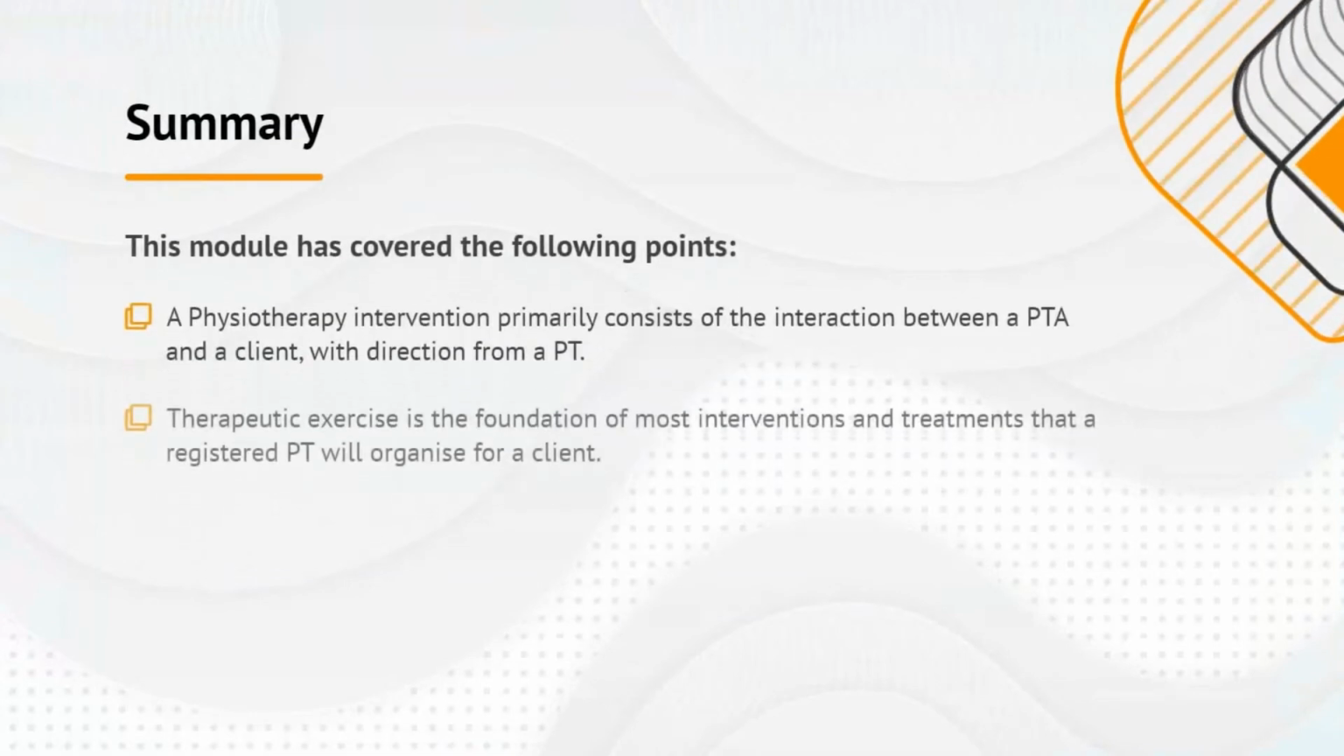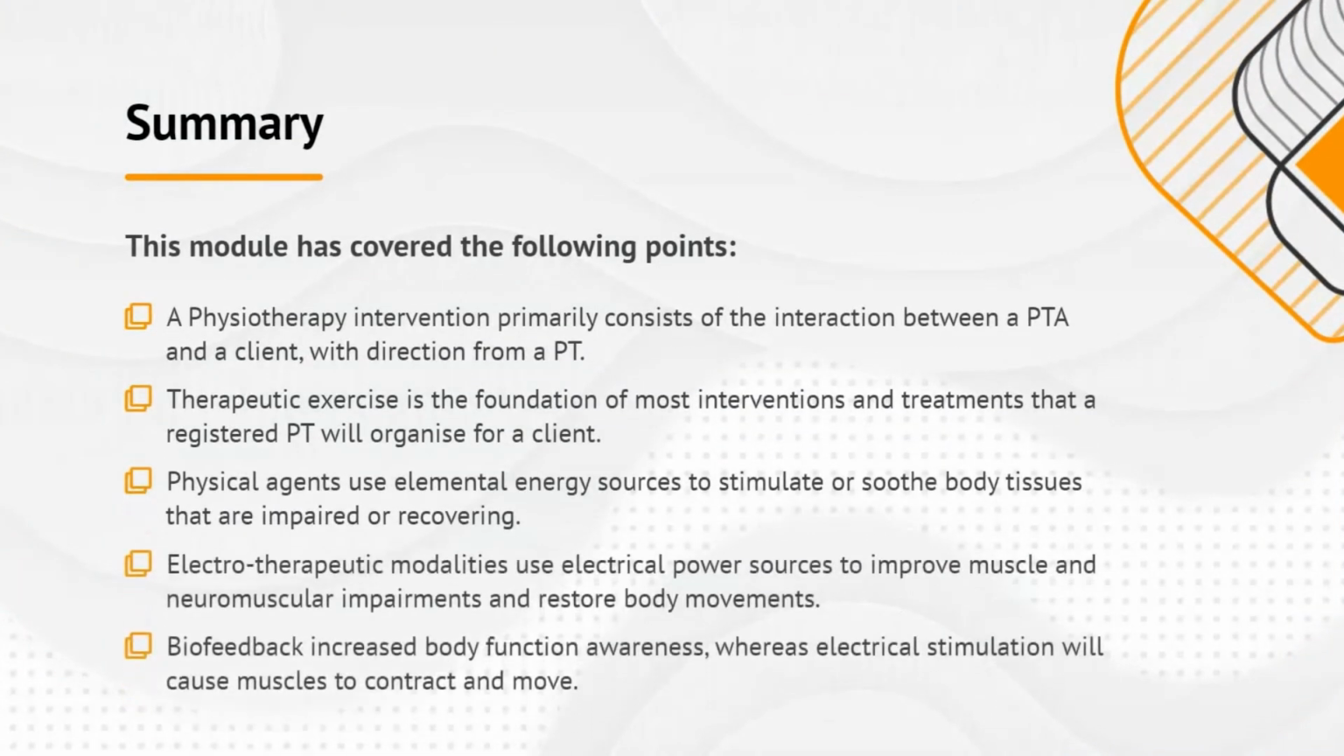Summary. This module has covered the following points. A physiotherapy intervention primarily consists of the interaction between a PTA and a client, with direction from a PT. Therapeutic exercise is the foundation of most interventions and treatments that a registered PT will organize for a client. Physical agents use elemental energy sources to stimulate or soothe body tissues that are impaired or recovering. Electro-therapeutic modalities use electrical power sources to improve muscle and neuromuscular impairments and restore body movements. Biofeedback increases body function awareness, whereas electrical stimulation will cause muscles to contract and move.